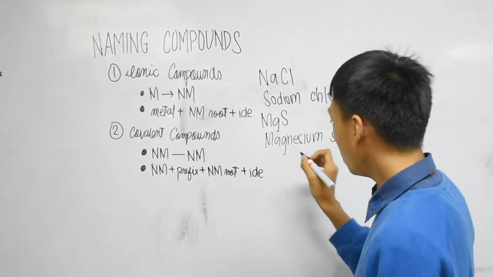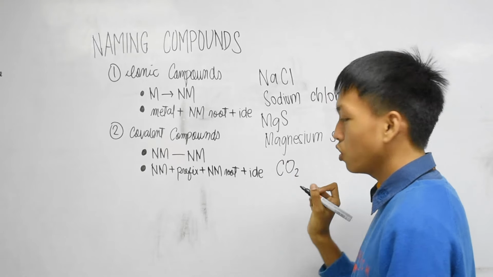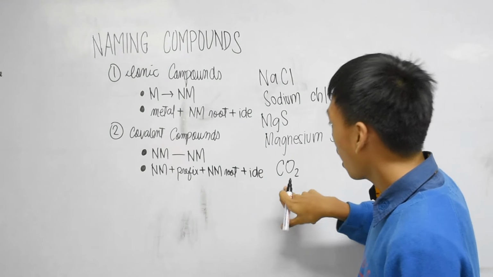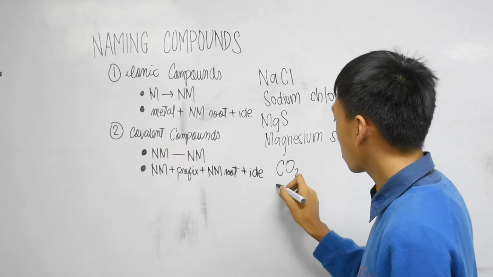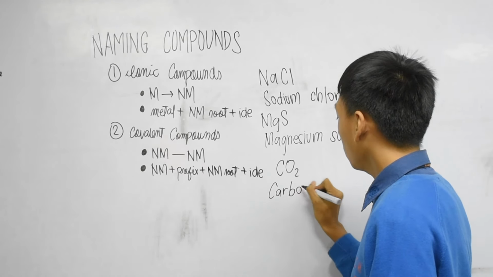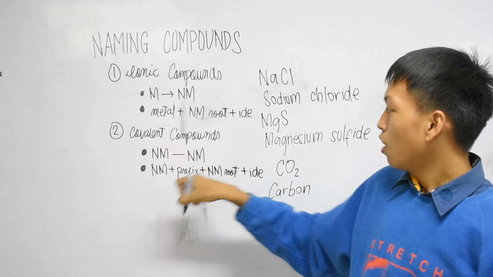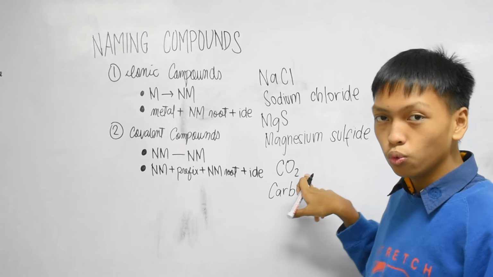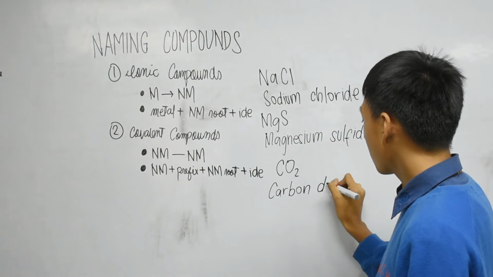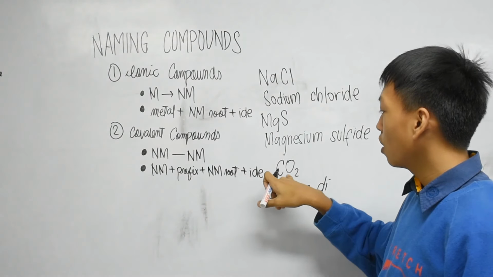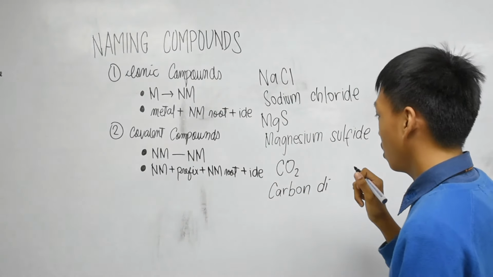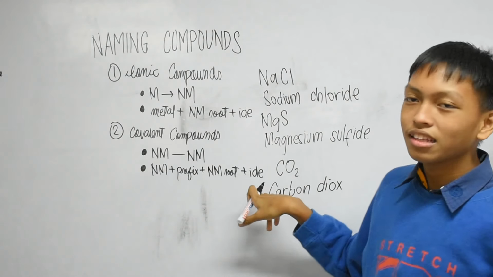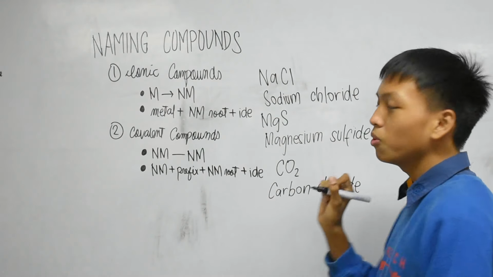So an example would be CO2, which is carbon dioxide. To get that, you would first name the first non-metal, which is carbon, plus the prefix, which is the number here. We have different prefixes for different numbers. In this case, we have 2, so that is di. Plus the root word of the other non-metal, which is oxygen, which would be oxy, plus IDE, which will make it carbon dioxide.